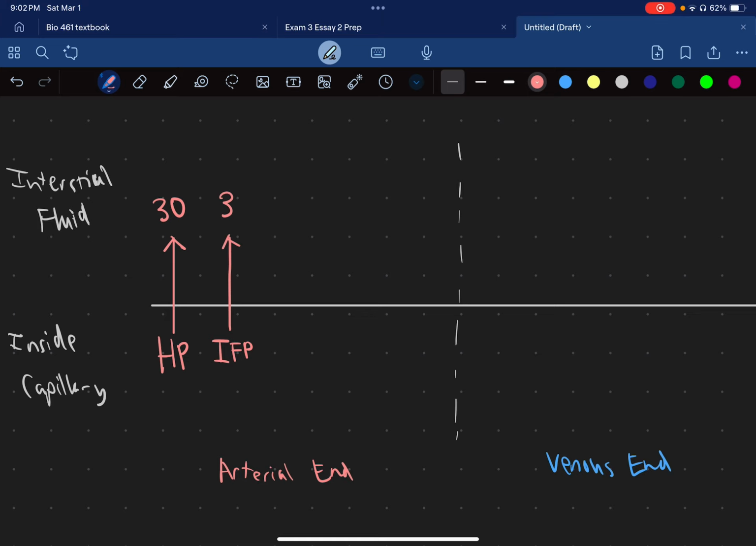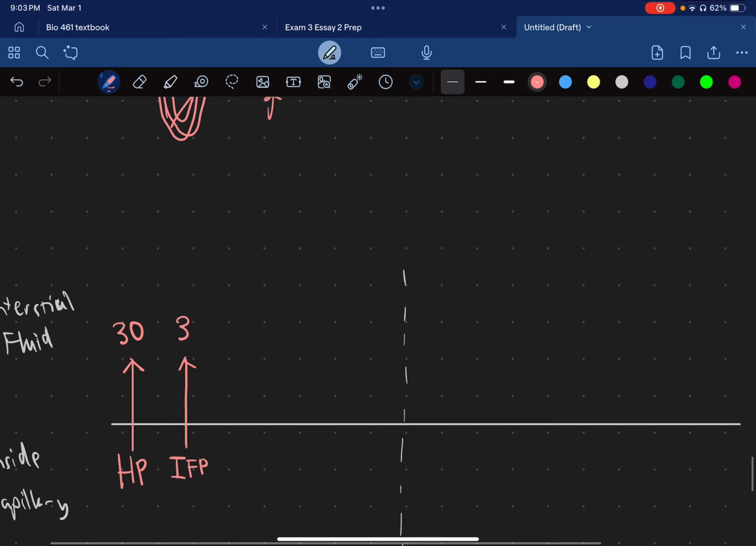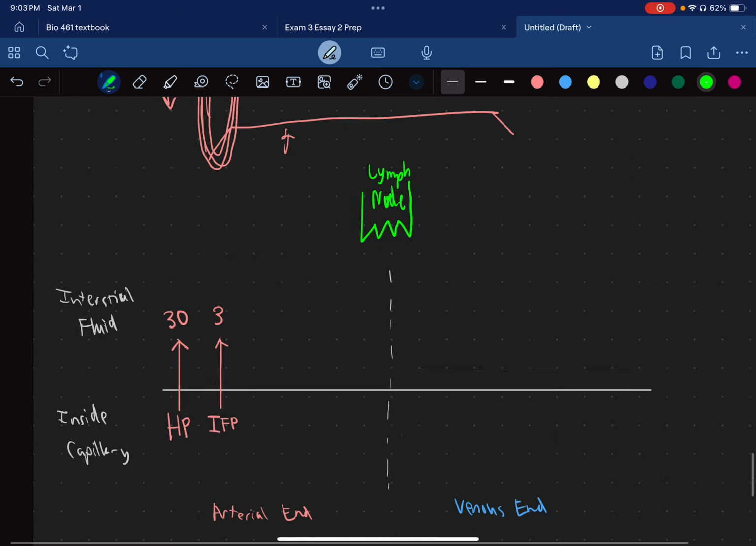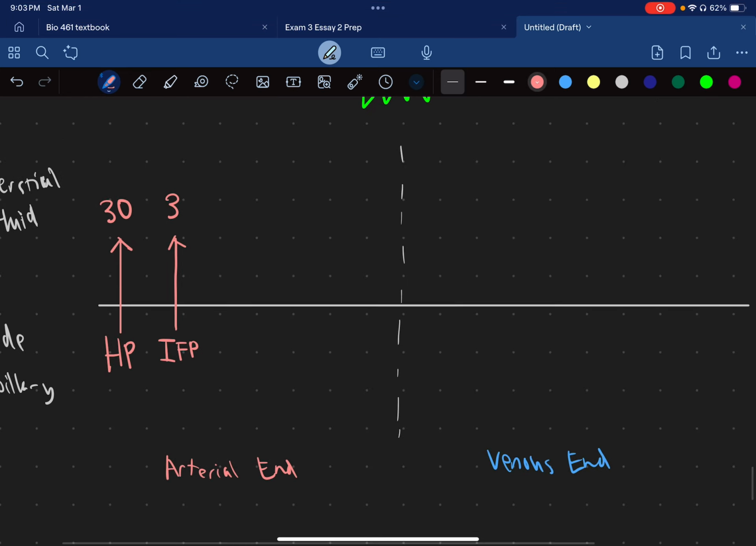That's going to be 3 out. And the reason for this is because we have a lymph node for the lymphatic system, and that lymph node is going to be picking up excess water. And so when it picks up that excess water, that's kind of creating a net pressure out of the capillary. Two other things. We have a force inward of 28, and that's something called BCOP.